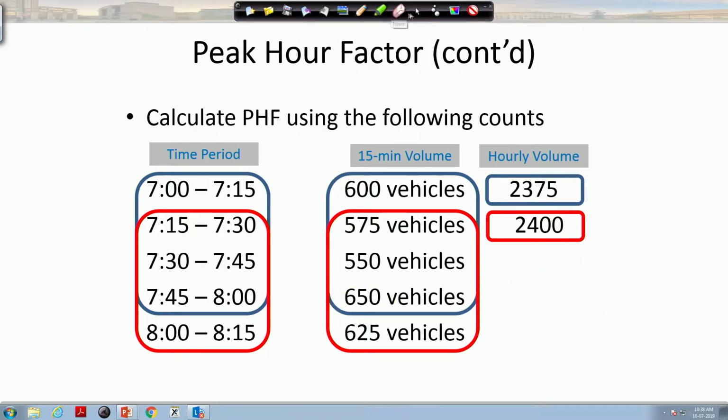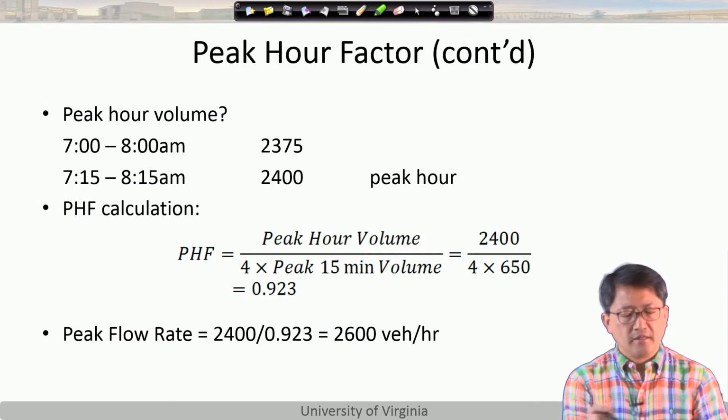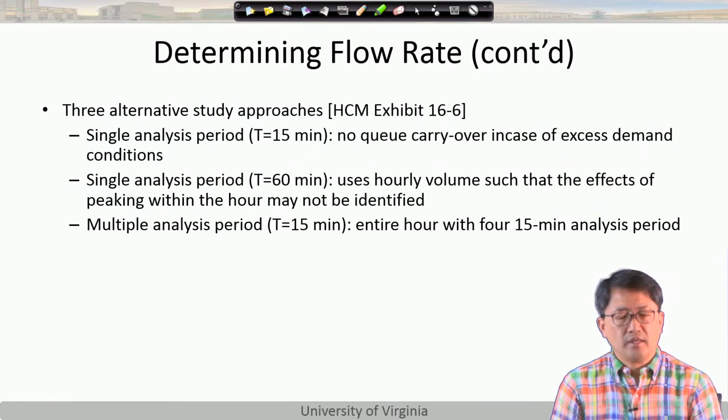I have that equation on the next page. So this is how you calculate them. So 0.923 is the peak hour factor. What it means is that once we know the peak hour factor, and I just need to have a peak hour volume, I inflate the volume to be, instead of 2400, here I'm going to inflate that volume to be 2600. So this is assuming that the worst 15 minutes is happening for the entire hour. That's how the HCM is doing it.